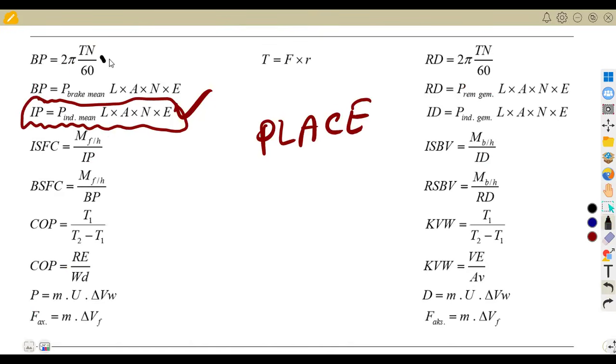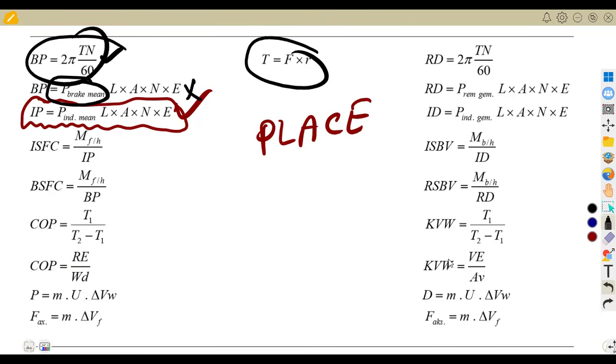The one is 2 pi times N times T over 60, where T is the torque that you get from the force times the radius. Or we can use the brake mean pressure formula, but we are not given the brake mean pressure. We have only the indicated mean pressure, but the brake we do not have. So this formula is totally out. So we're going to focus on this formula.